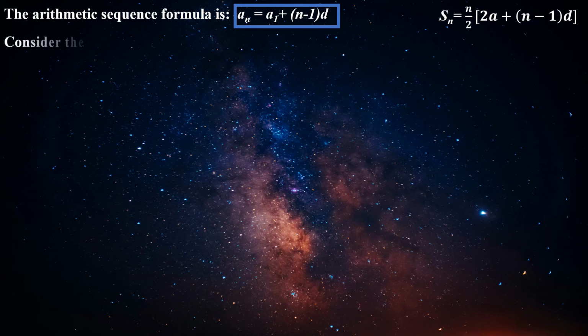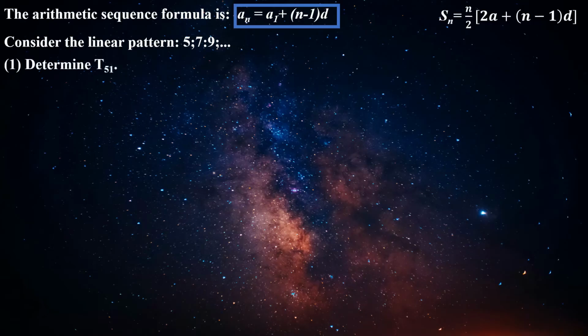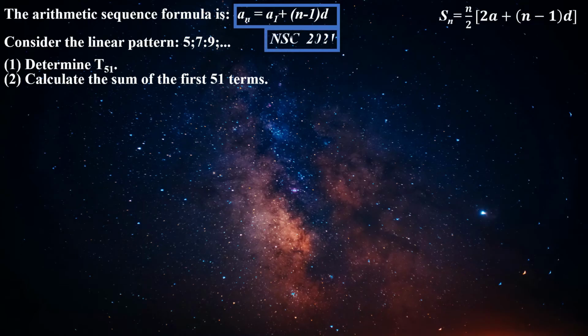We're going to look at another example, right? Okay, so consider a linear pattern 5, 7, and 9 going on. Okay, determine T51. That is going to be the first question. Calculate the sum of the first 51 terms. That's going to be the second question. Okay, so this was set in November 2021. National Senior Certificate, right? This is South Africa.